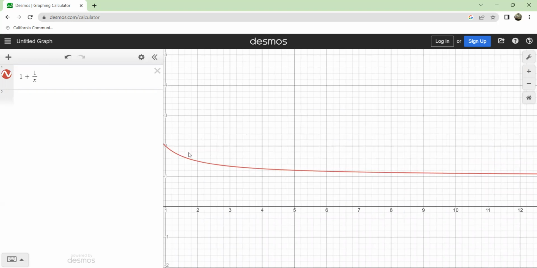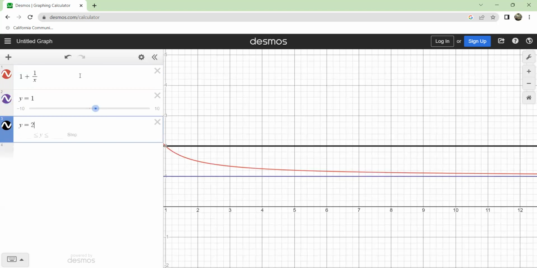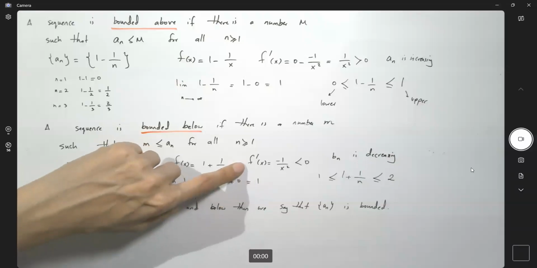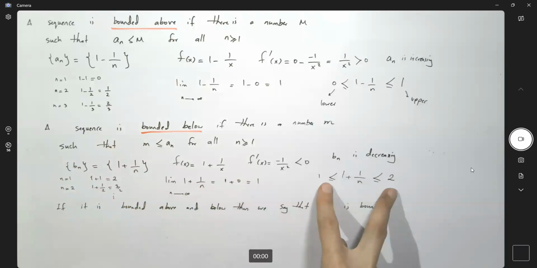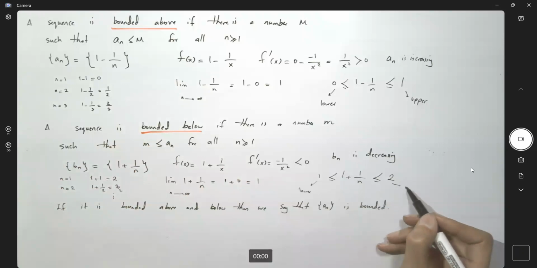But remember that for a sequence, you need to have dots. It's not continuous. So again, take a look. The minimum value of the sequence is 1. The maximum value it takes is 2. So it has a lower bound and an upper bound. The lower bound is y equals 1, and the upper bound is y equals 2. Again, I looked at the very first term, I found the limit, and I analyzed the behavior by taking the derivative. And this is the conclusion: the lower bound is 1 and the upper bound is 2.